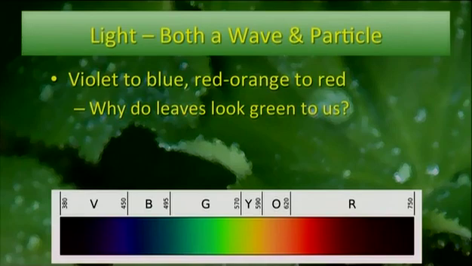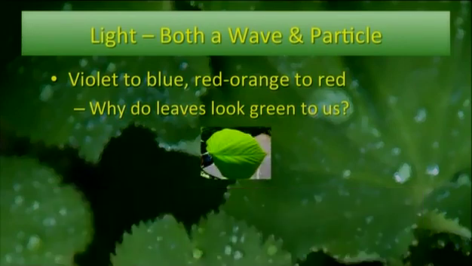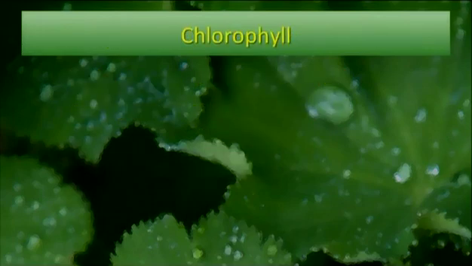So why do leaves look green to us? Because they absorb in the violet to blue and the red to orange to red, and they reflect and transmit green. That's why leaves look green to us.